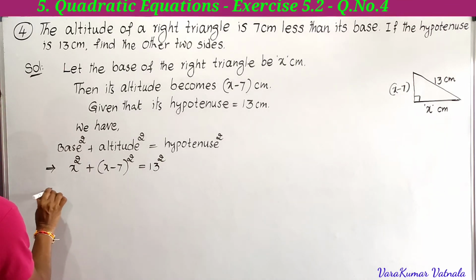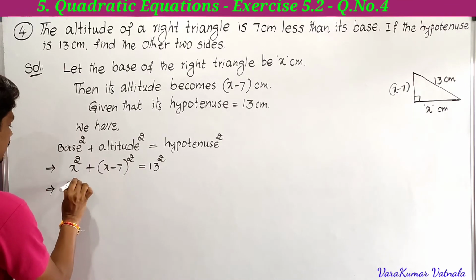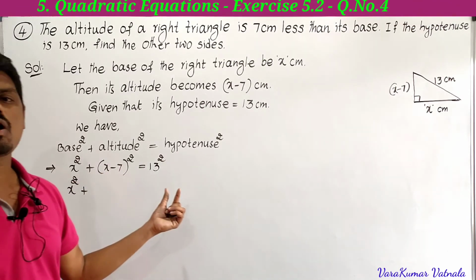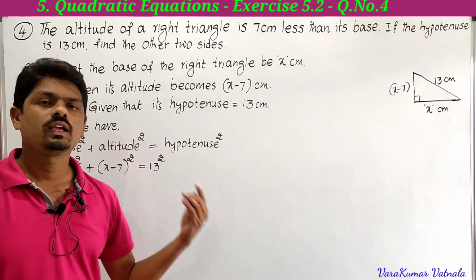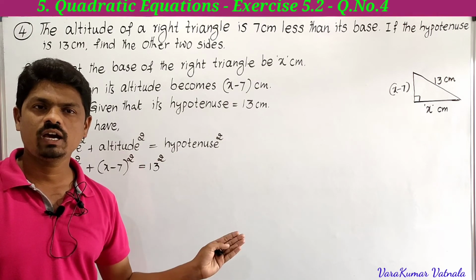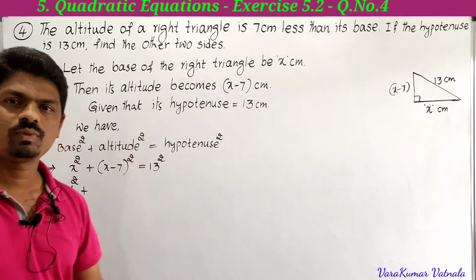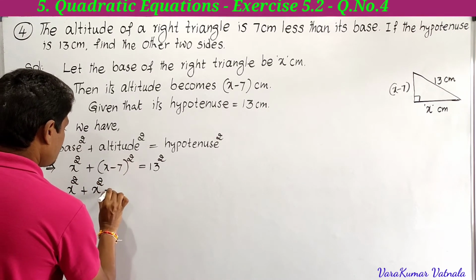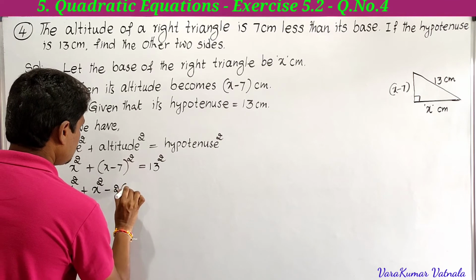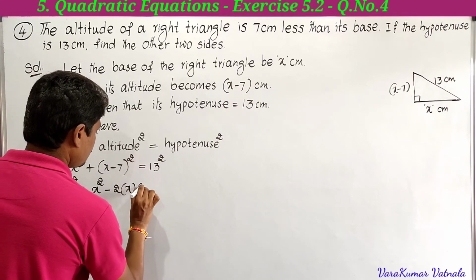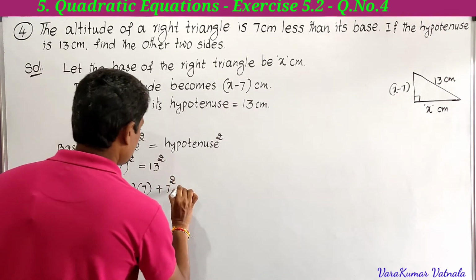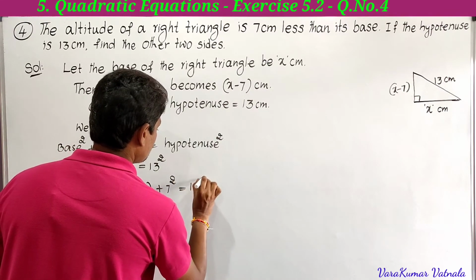So here, just to simplify, write x square as usual, but this (x minus 7) whole square is in the form (a minus b) whole square. (a minus b) whole square is a square minus 2ab plus b square. So here a square is x square, minus 2ab is 2 into x into 7, plus b square is 7 square, equal to 13 square.